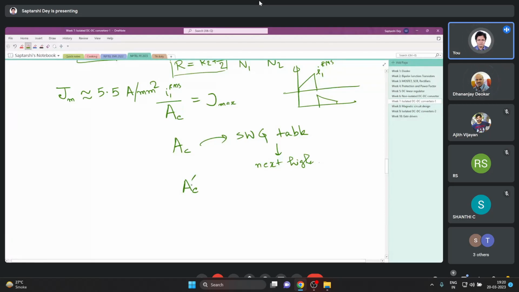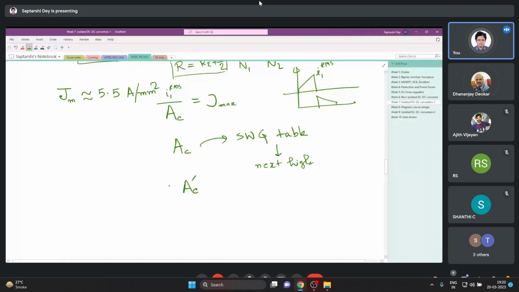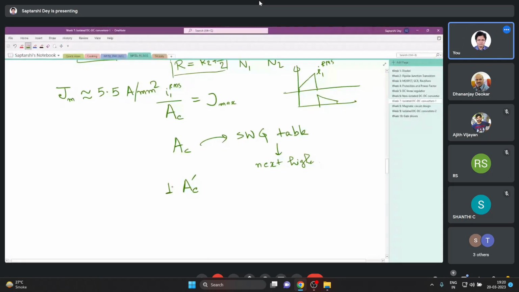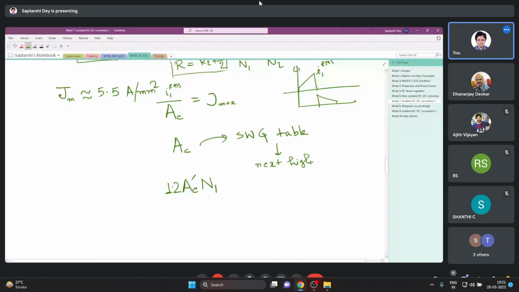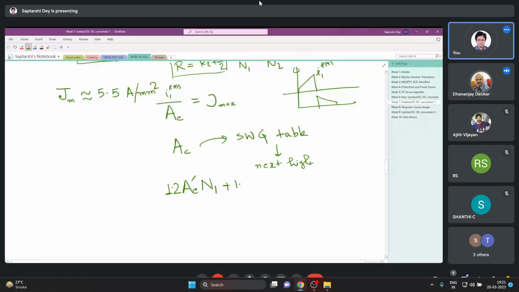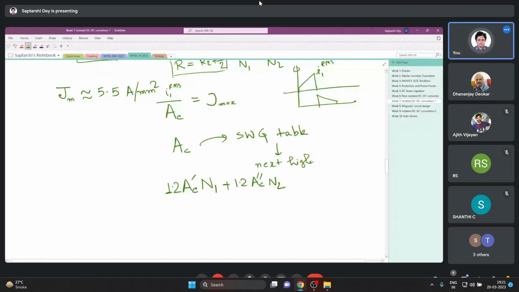Now this will have insulation, let us say 20% insulation area, so 1.2 times the number of turns, I am writing them N1. So this is the area that your primary winding requires, plus similarly you have to calculate for the secondary winding. So this is the total area that your primary and secondary winding requires.